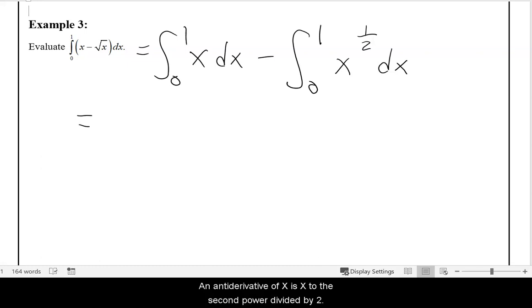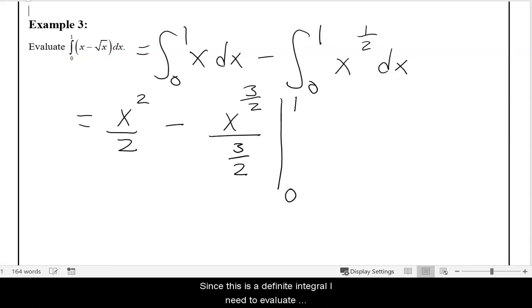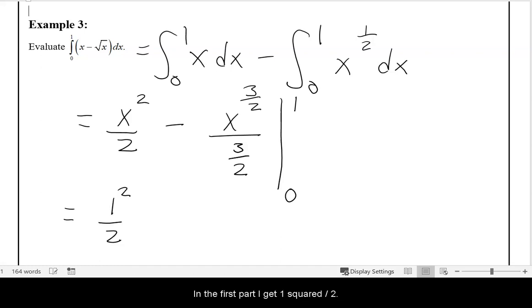functions. An antiderivative of x is x to the second power divided by 2. An antiderivative to x to the 1/2 is x to the 3/2 divided by 3/2 or times 2/3. Since this is a definite integral, I need to evaluate between 0 and 1. In the next step, I will want to plug in the upper limit of integration first and then the lower limit. In the first part, I get 1 squared divided by 2.